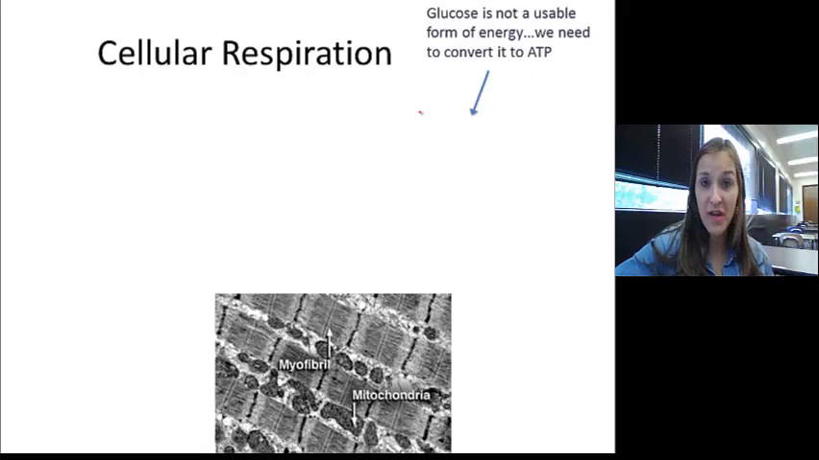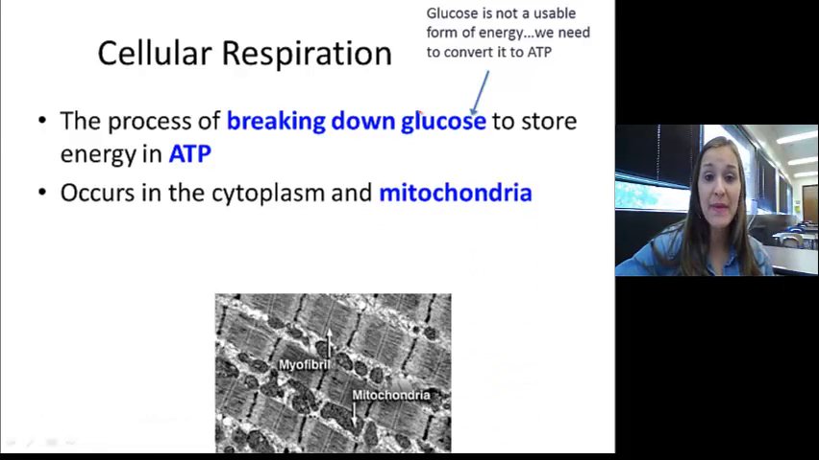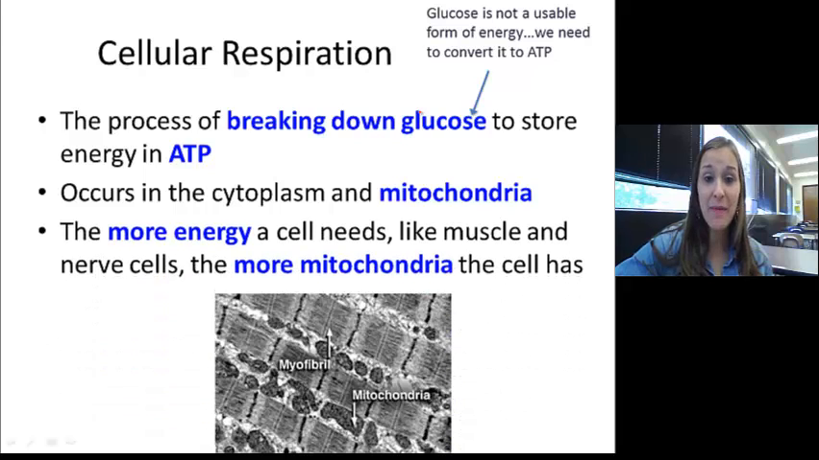Now, cellular respiration is the exact opposite. That's what we do. We need to take down the glucose that we get from plants, and we need to store it in a form that our cells can use. Our cells can only use ATP, not using glucose directly. So what happens is in the cytoplasm and in the mitochondria, we are going to convert the glucose into ATP.